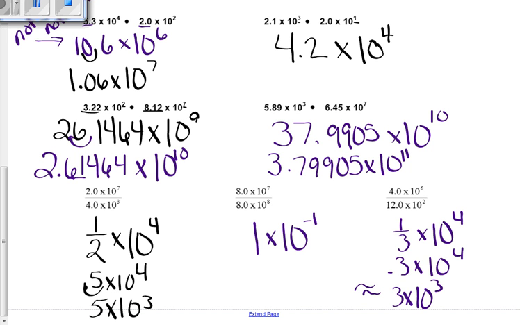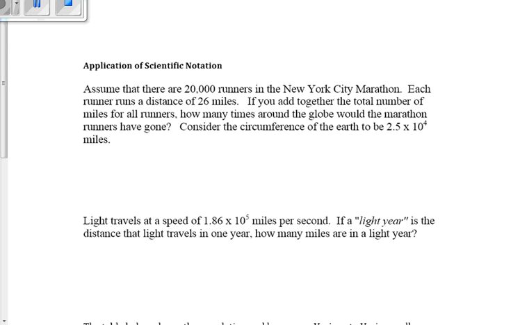Okay, now on to everybody's favorite thing, word problems. Okay, so here we are. We're going to assume that there are 20,000 runners in the New York City Marathon. Each runner runs a distance of 26 miles. If you add together the total number of miles for all the runners, how many times around the globe could the marathon runners have gone? Consider the circumference of the Earth to be about 2.5 times 10 to the fourth.